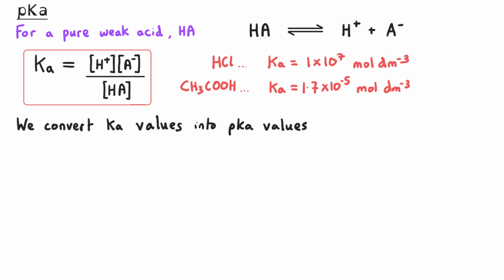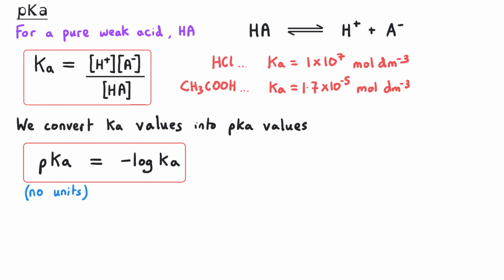In the same way that we convert hydrogen ion concentration into pH, we can convert Ka values into pKa values, and this makes the numbers more manageable. And to do this, we show that pKa is equal to the negative log of Ka. And so that means if we have hydrochloric acid's Ka value of 1 times 10 to the 7, the pKa is the negative log of this value, which means the pKa is minus 7.